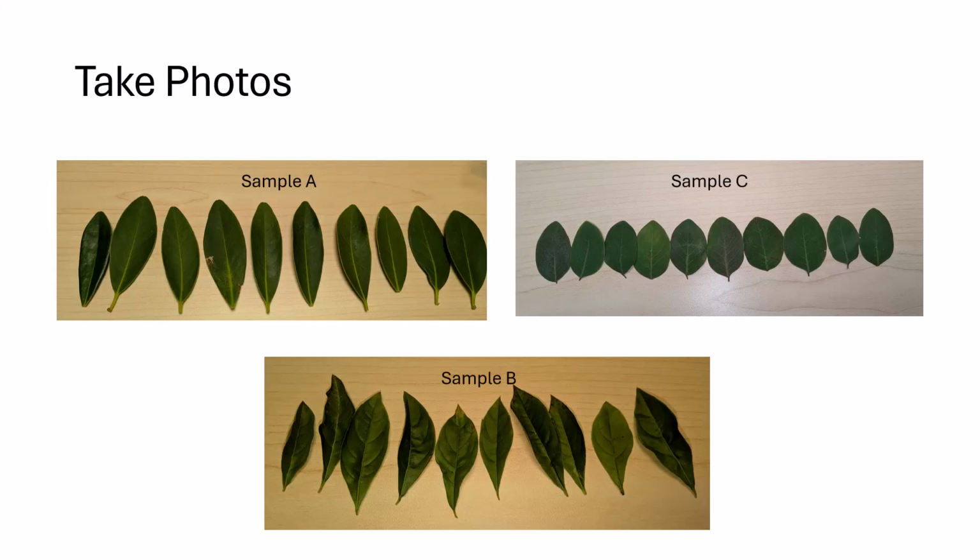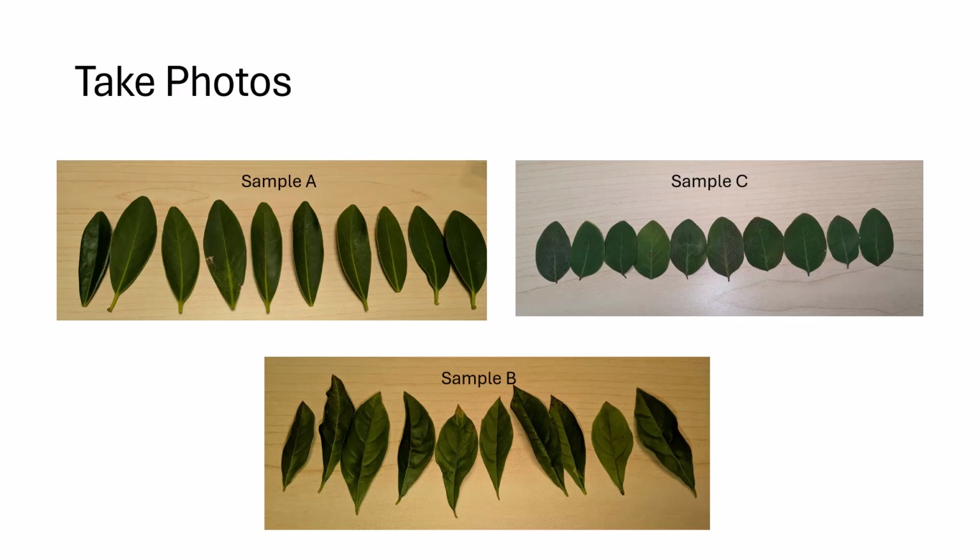For this lab, you'll also need to document your samples with photos. You must take 1 photo of each set of leaves. That means 1 photo for species A, 1 for species B, and 1 for species C. Each photo should clearly show all 10 leaves for that species laid out so they're visible and not stacked on top of each other. The goal here is simple. I should be able to look at your photo and see exactly what you measured.